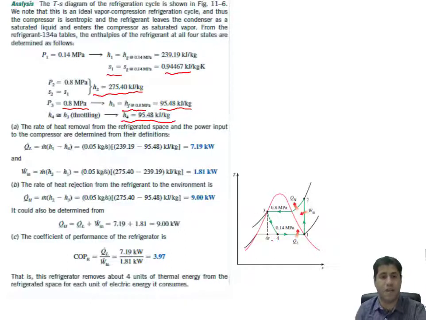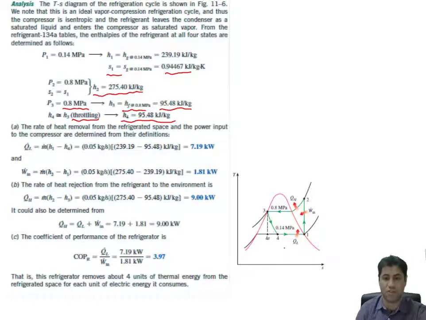How about state 4? If you notice, the process from state 3 to state 4 is a throttling process in an expansion valve. If you remember from thermodynamics, in the expansion valve, as a steady flow throttling device, the enthalpy doesn't change, due to the fast, short time of the process and the small heat transfer. We can assume that the enthalpy doesn't change in this process.